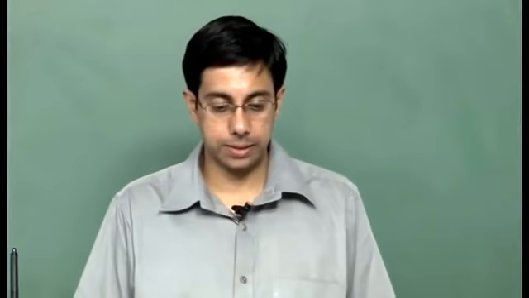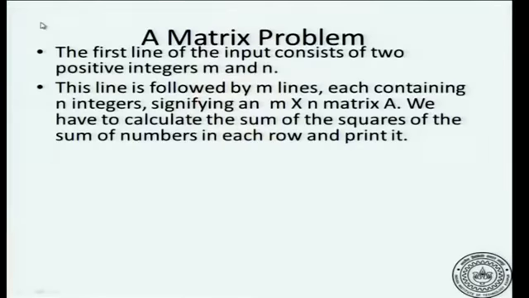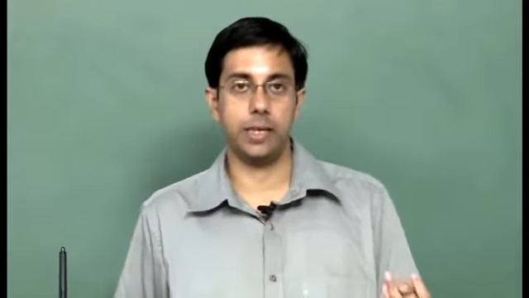In this session, let's look at a matrix problem, and the problem is given as follows. You have a bunch of lines of input. The first line of the input consists of two numbers m and n. This line is followed by m lines, each containing n integers. This is supposed to represent a matrix of size m cross n.